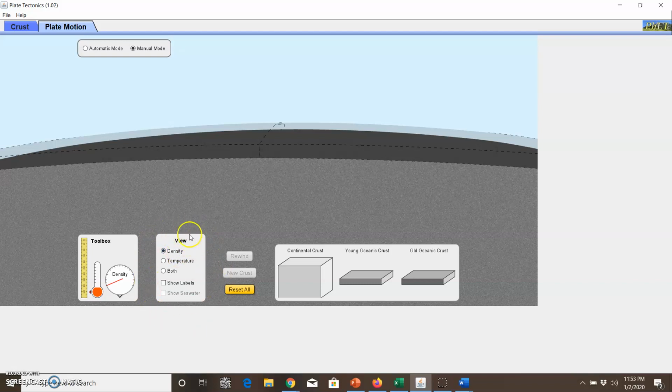We also have a toolbar here to help us change the view, which we'll play around with. And then finally, we have our types of crust. There are three types: continental crust, young oceanic crust, and old oceanic crust. So these are the three types. So why don't you go ahead and pause this video now and add that to your pre-lab questions.